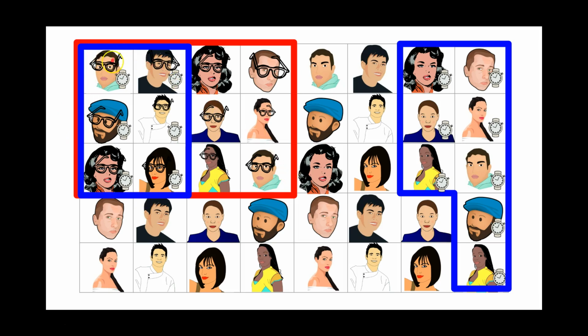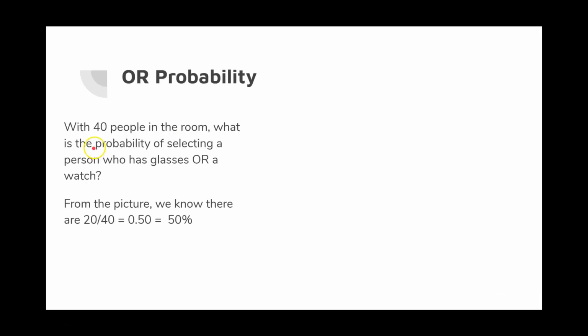And let's count how many people there are total. 1, 2, 3, 4, 5, 6, 7, 8, 9, 10, 11, 12. Plus we have over here 13, 14, 15, 16, 17, 18, 19, 20. So 20 people total can belong in this club. And so if we were to look at this, we would have the probability of selecting a person who has glasses or a watch. Well, we counted that there were 20 people that had either glasses or a watch, or maybe both, and that would be 50%.